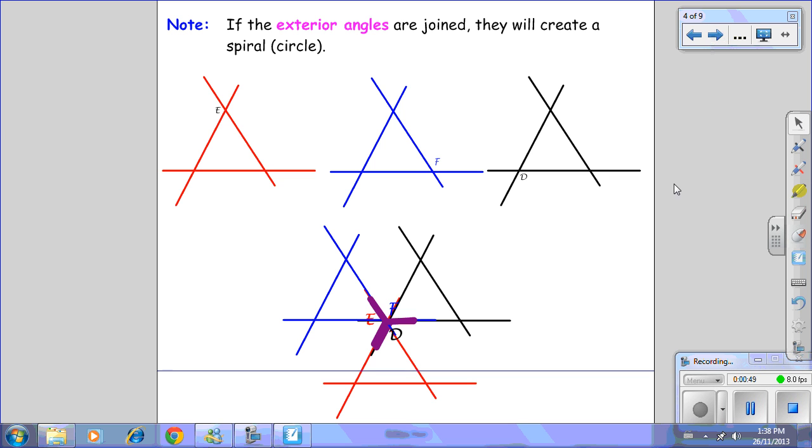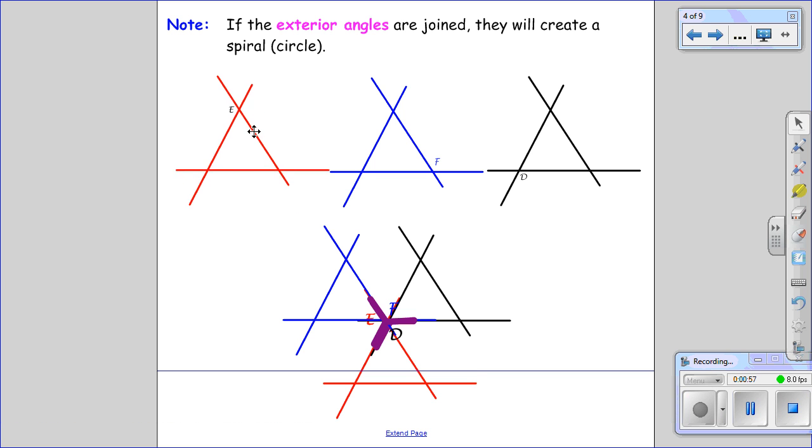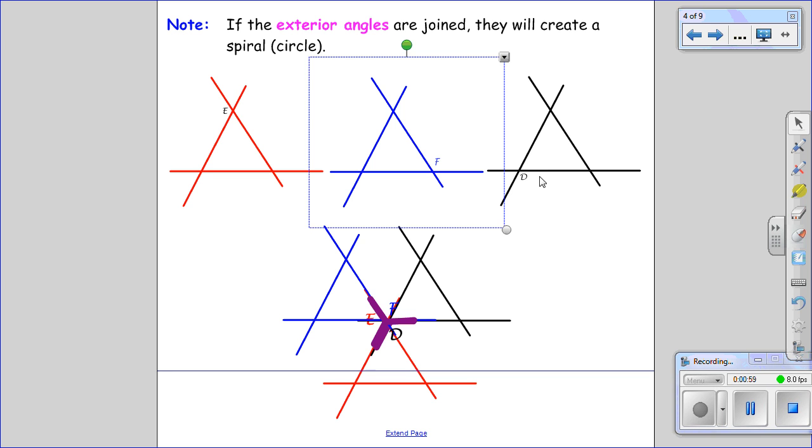If the exterior angles are joined, they'll create a spiral. So if we dragged all the exterior angles together, like you see here for angle E and angle F and angle D, you can see how they overlap and create three angles that are all joined and create one big full rotation of 360 degrees.